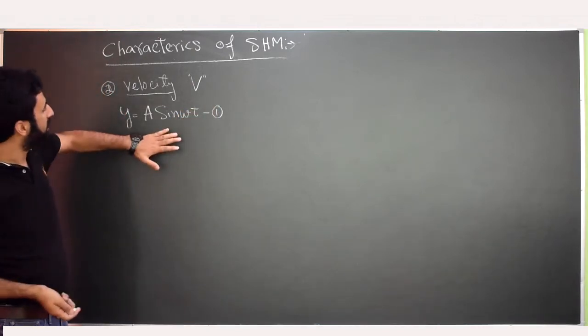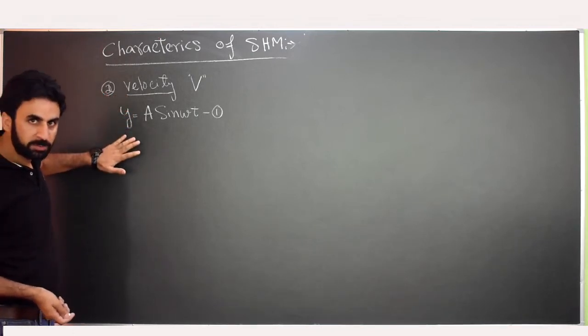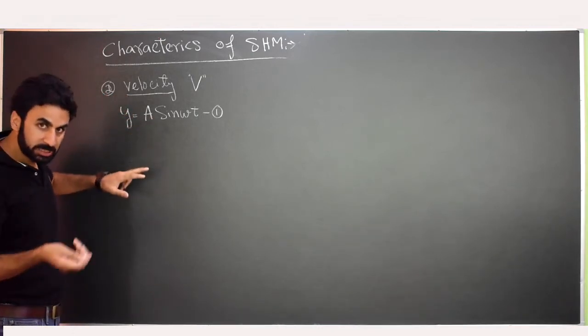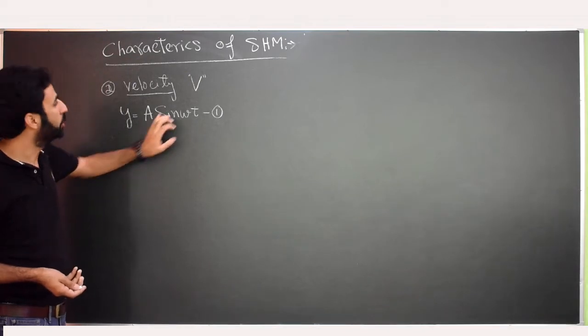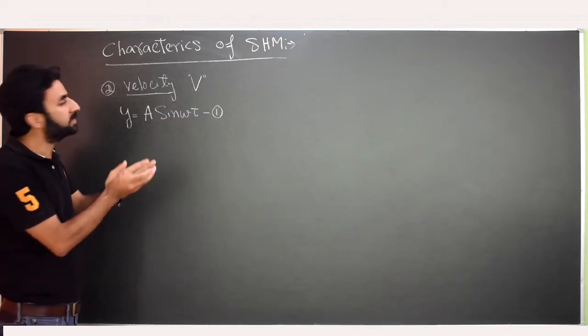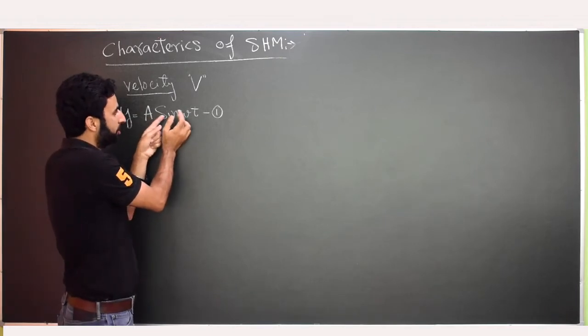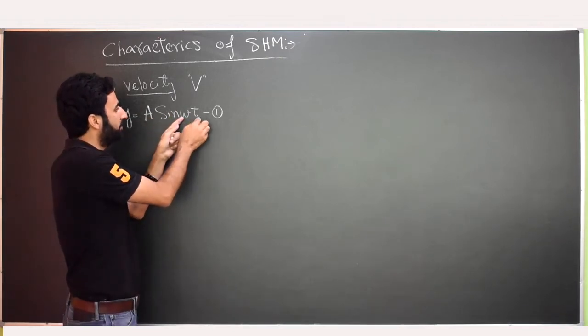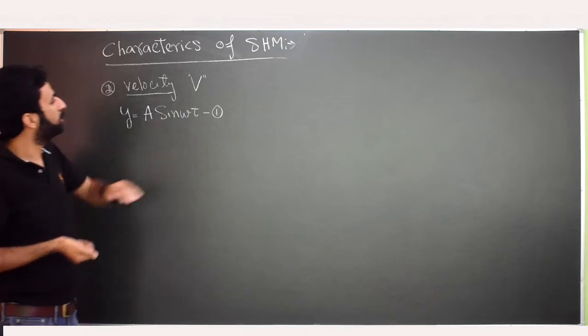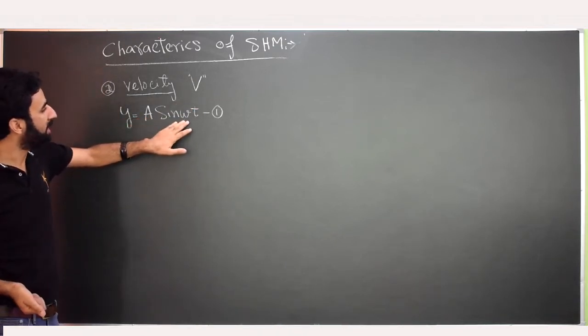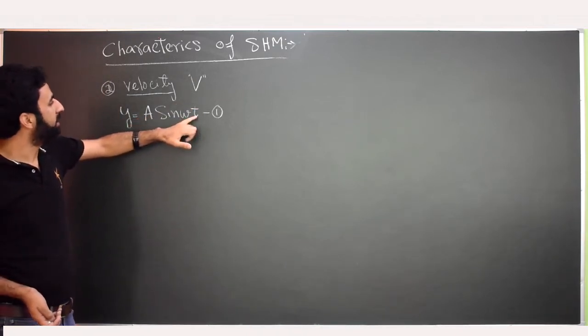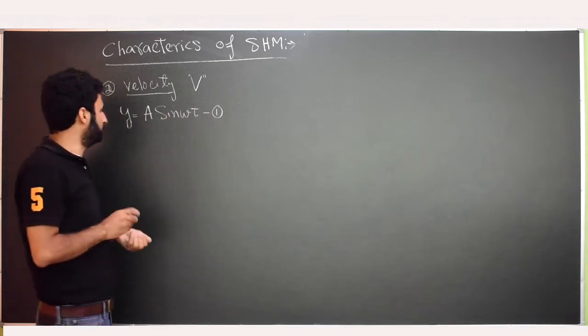Let's be familiar with the terms. y is the displacement of the particle, a is the maximum displacement or amplitude of the particle, and omega t in totality is the phase of the particle, because this is the argument of the trigonometric function, sine. Omega is the angular frequency and t is any instantaneous time.